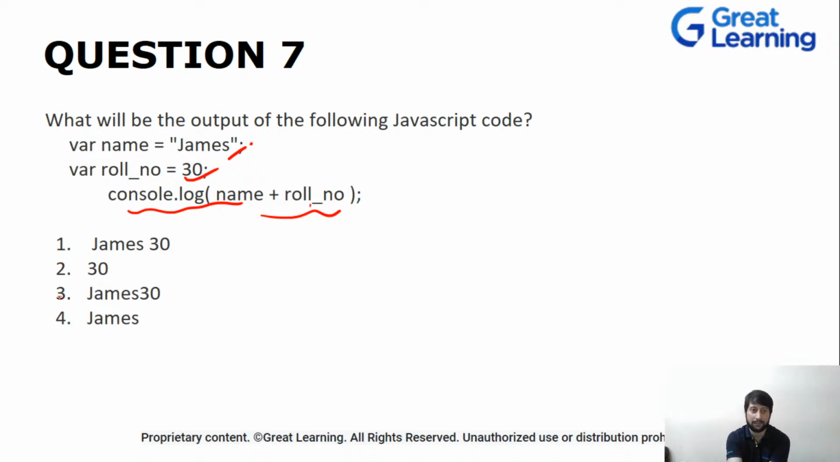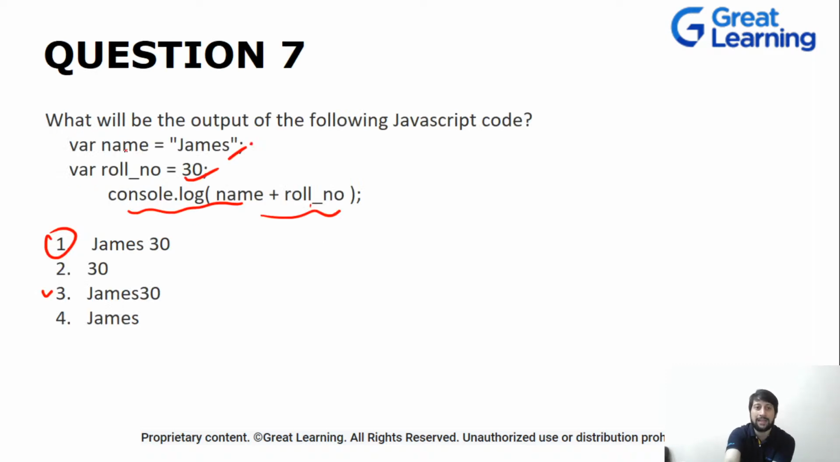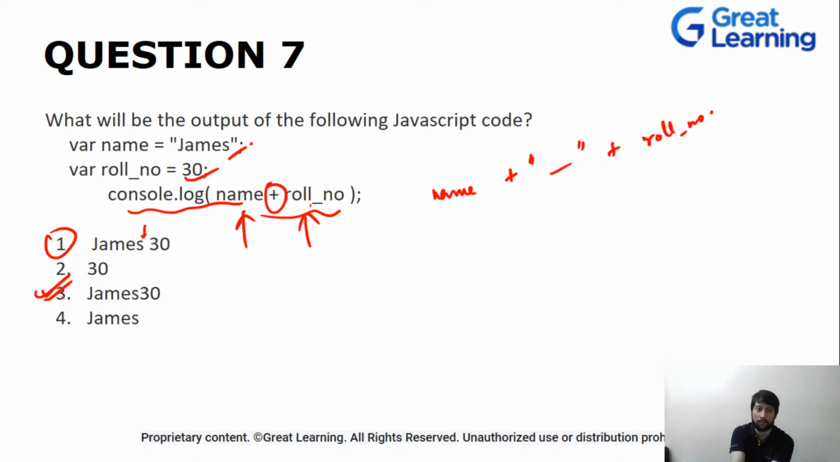Option 3, James and 30, okay. The correct option is obviously James without a space. Why? Because we haven't included a space here. This is a concatenation and we haven't used any space. If you want a space, you have to write name plus, within quotes, a space, plus roll number. That will be the correct option.